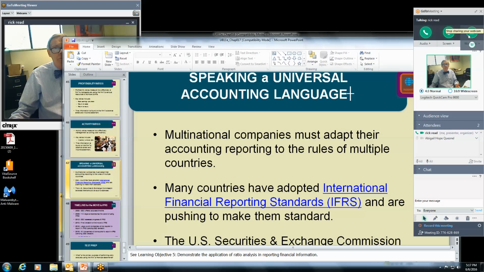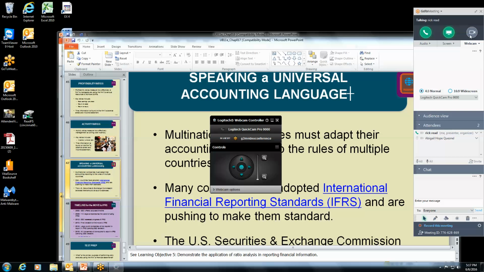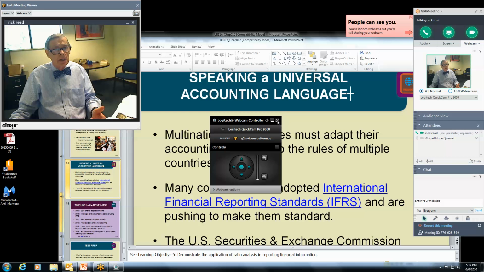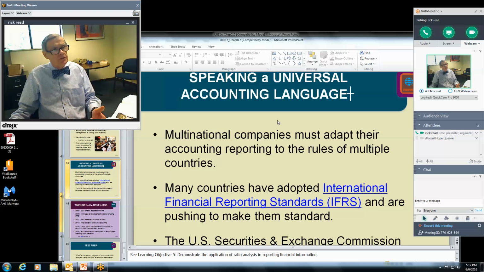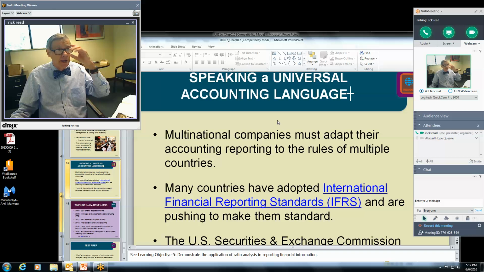This is just something we're talking about. We're trying to get to a universal language used in international financial reporting standards. I meant to say in reporting finances and in some kind of accounting. U.S. companies are still dragging their feet on this.